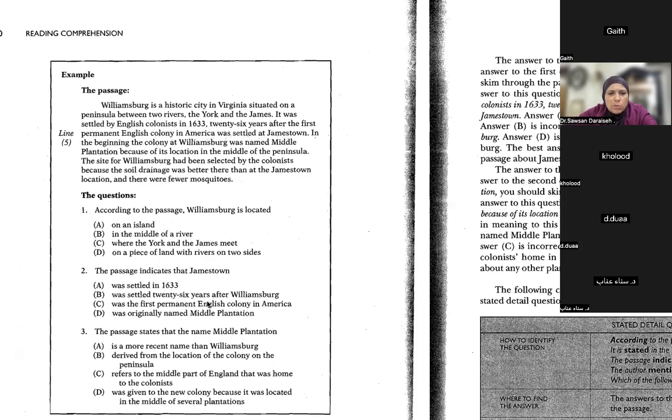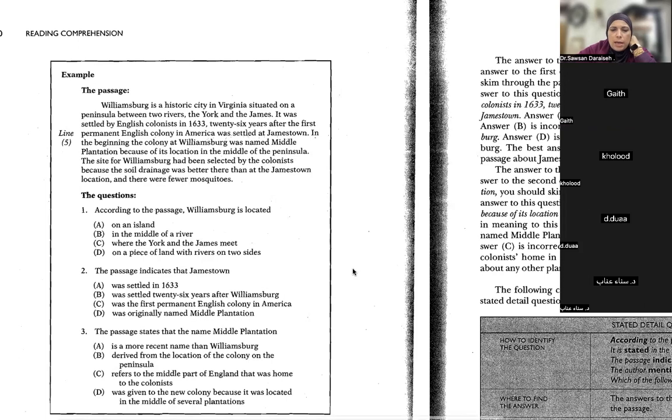Yes, Dr. Ghaib, what do you want to say? I think the answer is D. Good. It is D, on a piece of land with rivers on two sides. That is true. 100% true. I agree with you.